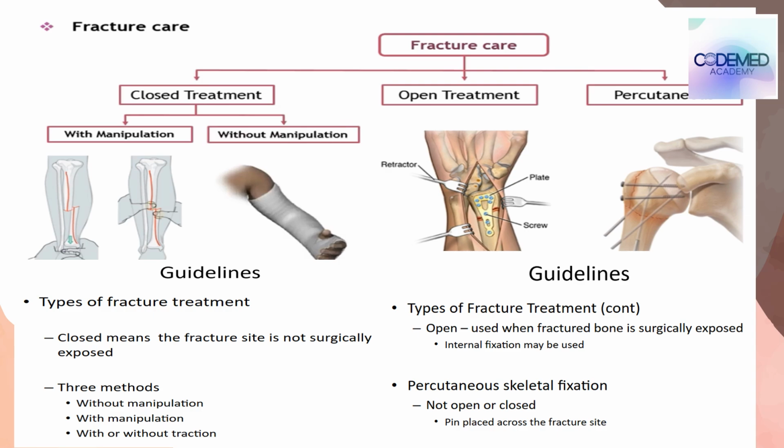As far as open treatment is concerned, this type is mainly used when the fracture bone is surgically exposed. Surgically exposed means you cut open the skin above the bone, and then you do the treatment. Percutaneous skeletal fixation is neither open nor closed, but sometimes we put a pin across the fracture site and keep the two fracture fragments together. So these are the various fracture treatments that you should know.